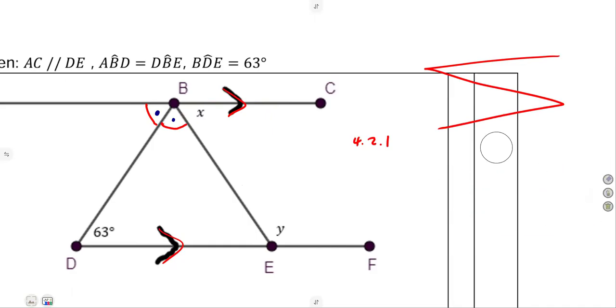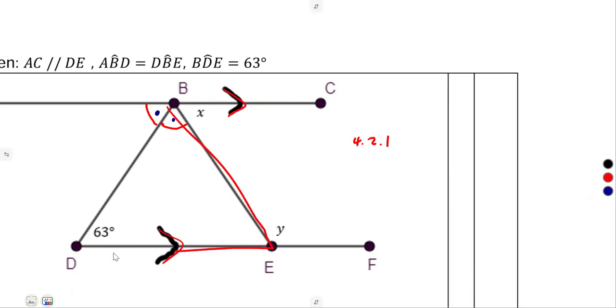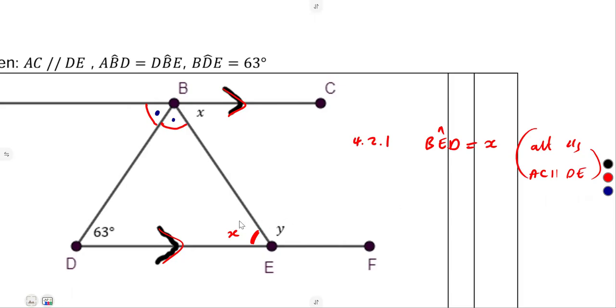So automatically we are saying angle BED is equal to x, alternate angles. So that's x here from our alternate angles, since these two lines are parallel. AC is parallel to what? To DE, as given there. So that's angle x.